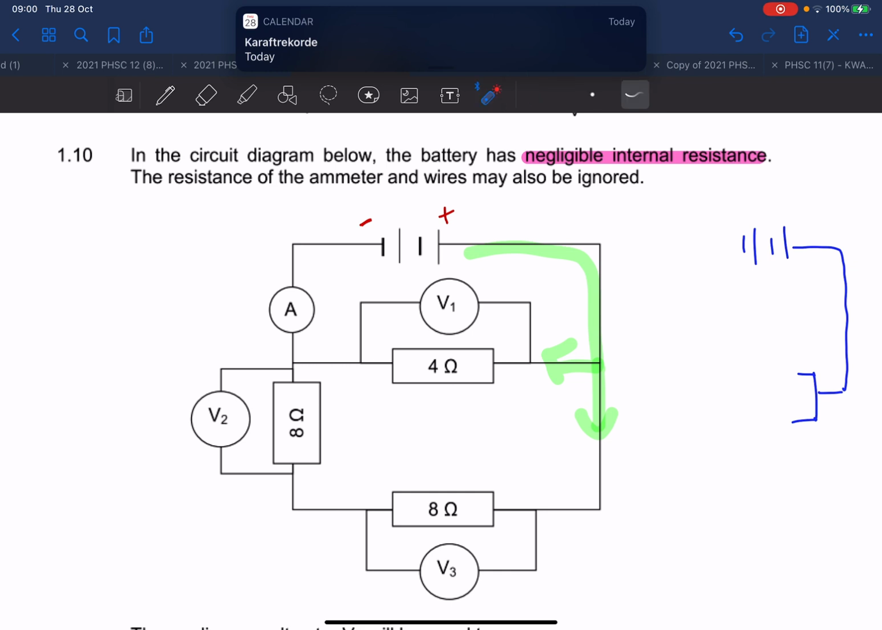And there where the current splits up, the first branch is just through a 4 ohm resistor and then it goes back home. Then the second branch we see goes through an 8 ohm and an 8 ohm resistor and then back home. So this one goes through an 8 and an 8, and then goes back home. So that's basically the circuit that we have there.